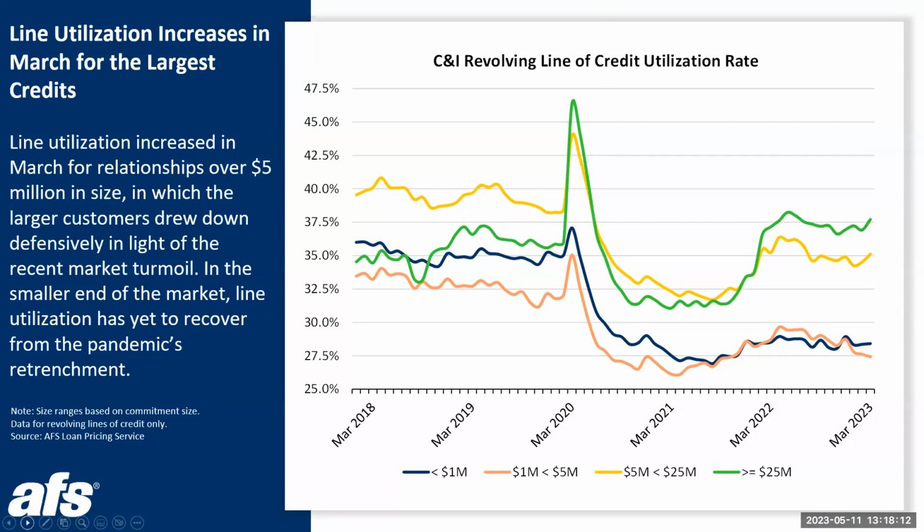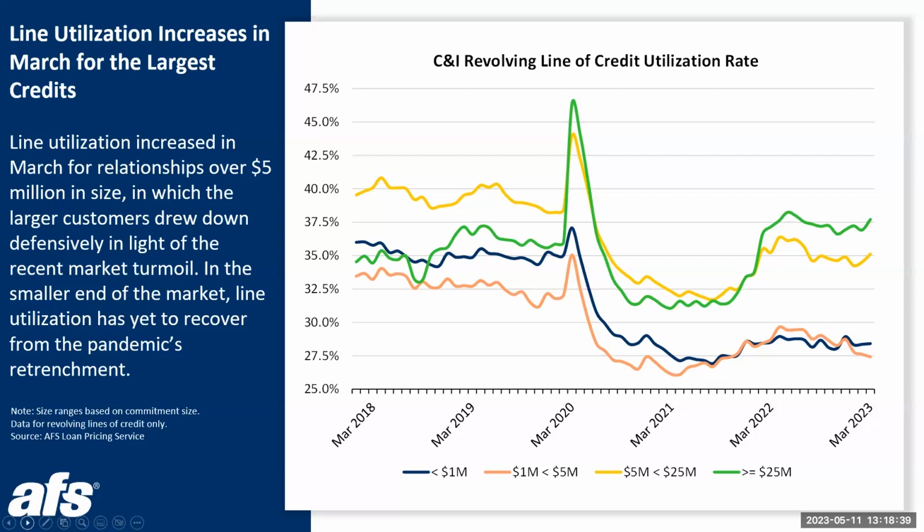Now, one metric we track closely is line of credit utilization, as it helps explain both loan demand and whether borrowers are feeling more stressed than usual. As we mentioned, amid the volatility in March, corporate borrowers tapped lines of credit as a defensive measure. We saw this mostly in the larger end of the market. Notice here that line utilization ticked up for the 5 to 25 and over $25 million segments.